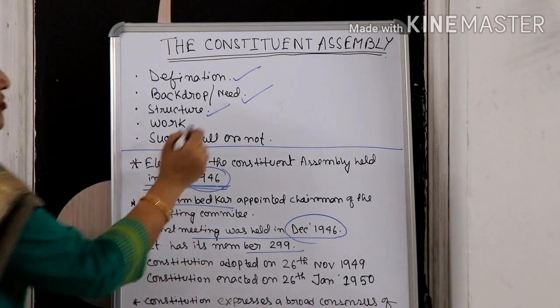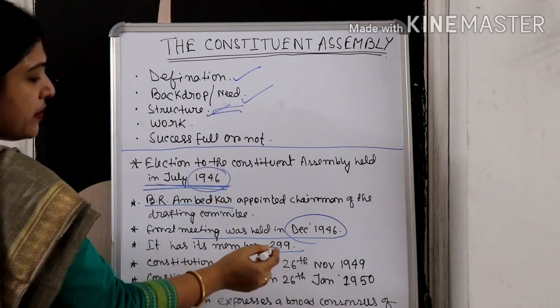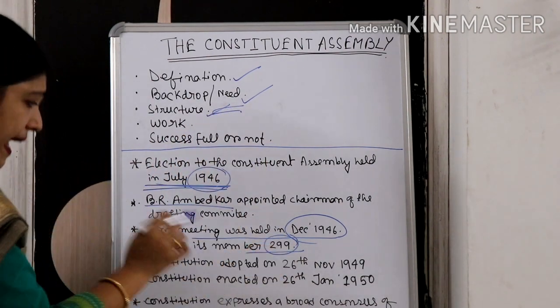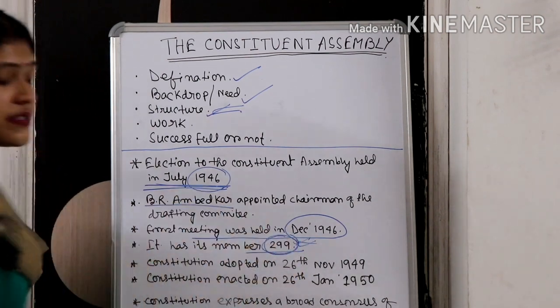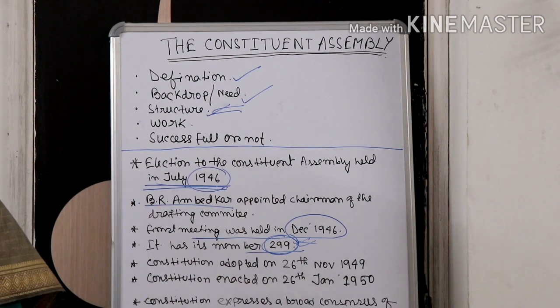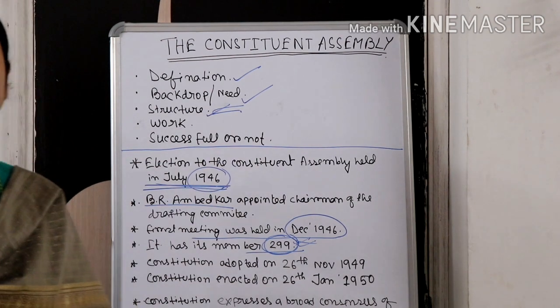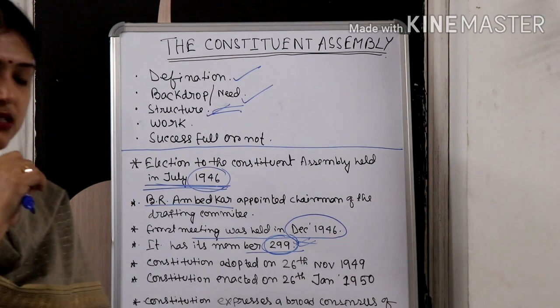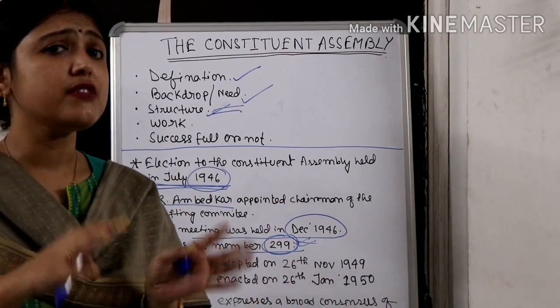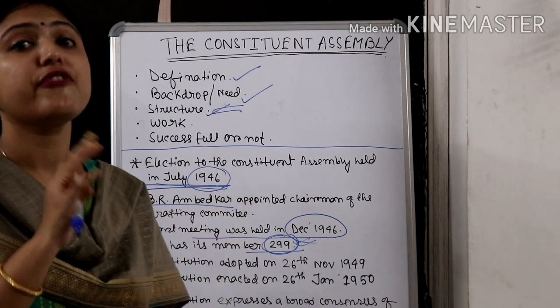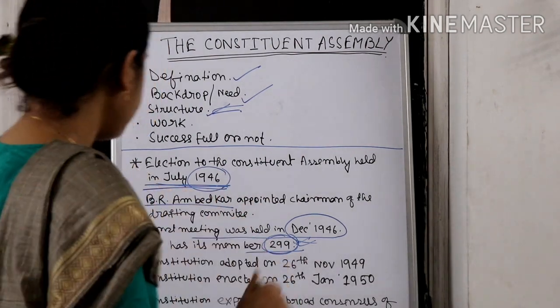The drafting committee for drafting the Indian constitution had 299 members. These 299 members were elected from the various provinces of India. It's not that they were selected from only some of the provinces. No, they were selected from various provinces of India.